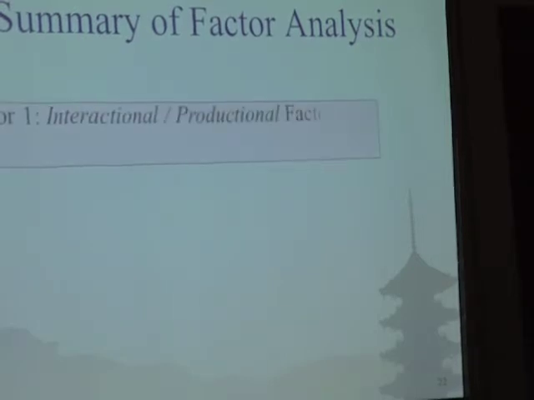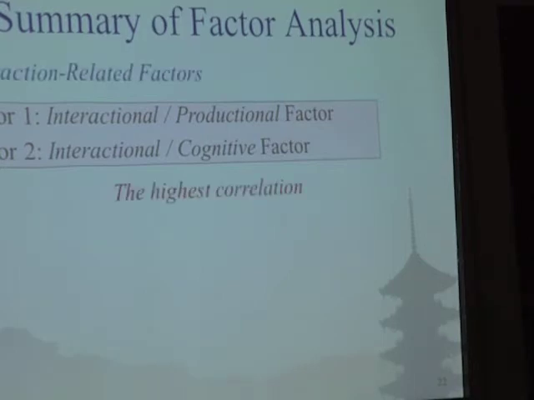Okay. Then I'd like to summarize the results of the factor analysis here. The interactional productional factor has the biggest influence on native Japanese speakers' perception or judgment of native-like Japanese speech, followed by the interactional cognitive factor. These 2 interaction-related factors, the interactional productional factor and the interactional cognitive factor, have the highest correlation of all. Interaction-related factors seem to have more influence than the lexical grammatical factor and the phonological phonetic factor.